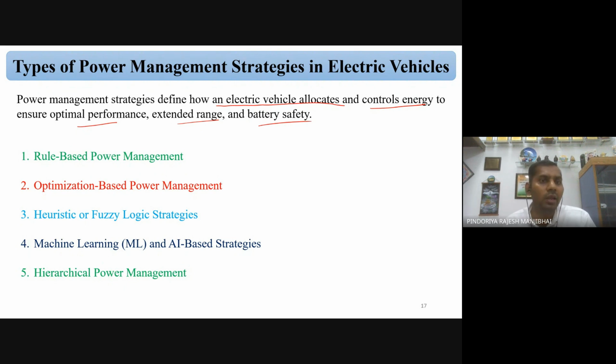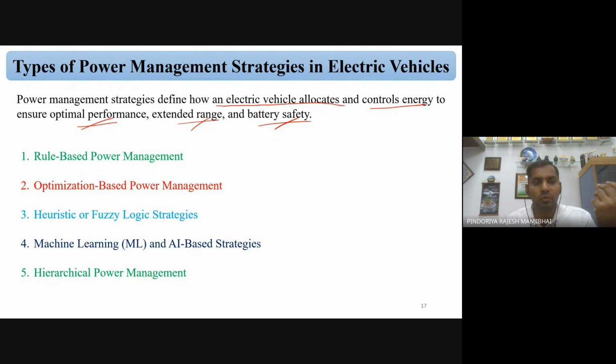So how can we manage the power to become successful? Successful in what sense? To ensure the optimum performance. So we will get the optimum performance, extended range and battery safety. Suppose you get these three features, then you will become successful. To achieve this success, what type of strategy will we implement?